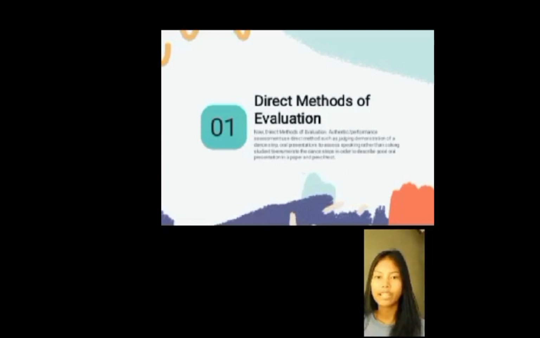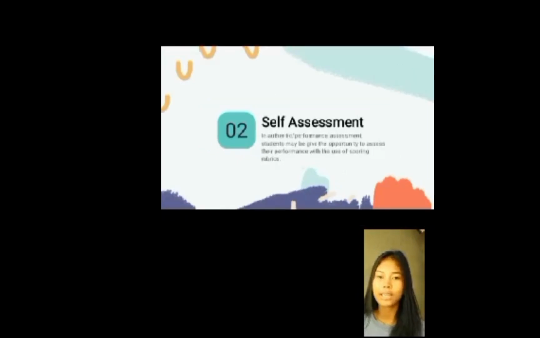Let's proceed to self-assessment. In authentic performance assessment, students may be given the opportunity to assess their performance with the use of a scoring rubric. The purpose of a self-assessment is to help an individual know the extent of their abilities and to improve upon them. It can be daunting to a student when they first start self-evaluating, but over time, it becomes more natural.